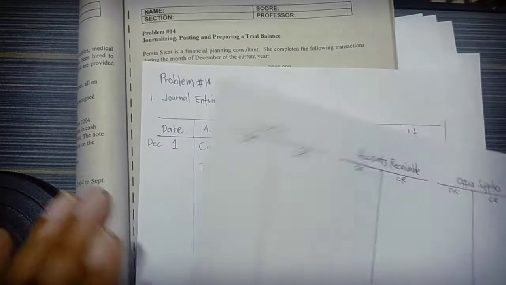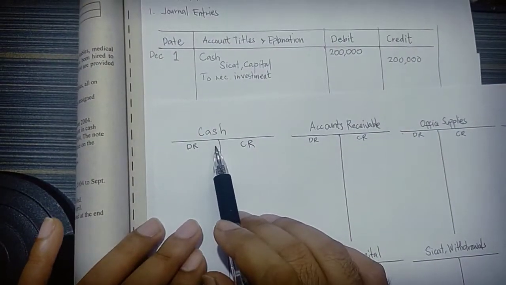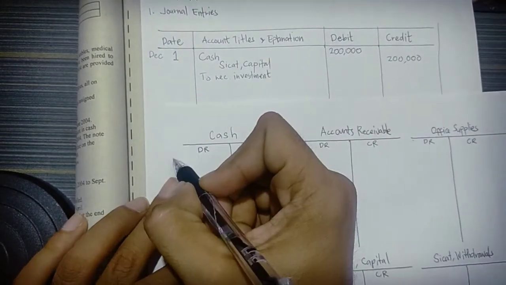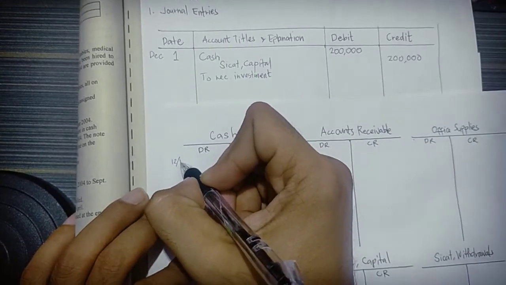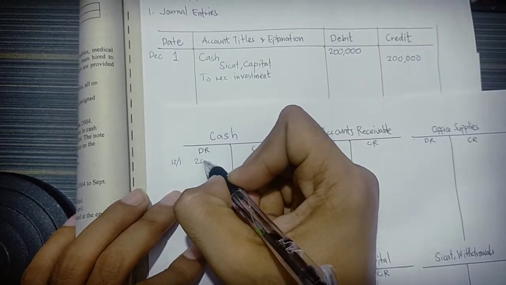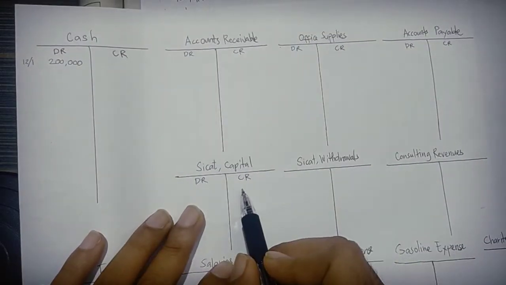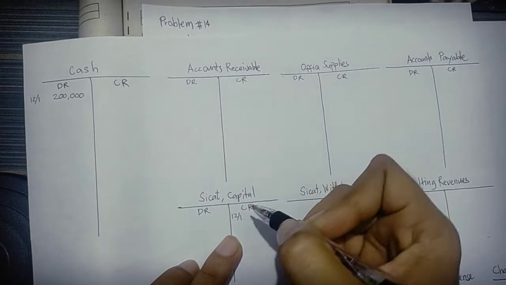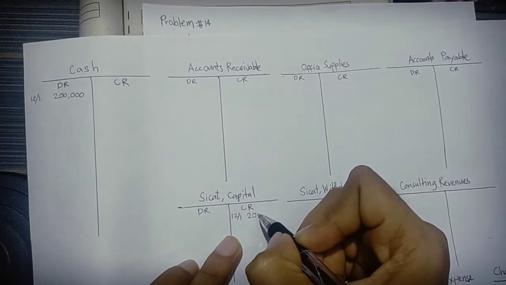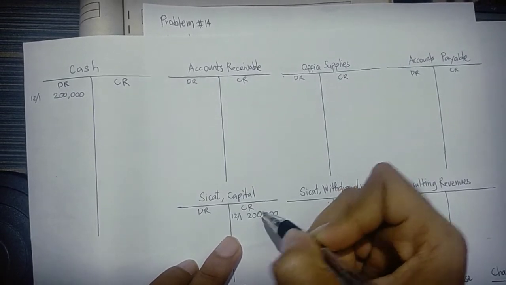Then, after that, ipopost natin siya doon sa ating T account. So, we're going to look up or hanapin natin yung cash. So, ayun, dito siya. So, debit. So, lagyan natin siya ng date, no? So, i-abbreviate ko lang 12/1. That is 200,000 debit. Tapos, credit, Sikat capital. So, dito siya. So, you have to indicate the date, no? Para pag nagkamali kayo, madali nyo lang hanapin kung saan siya may discrepancies.